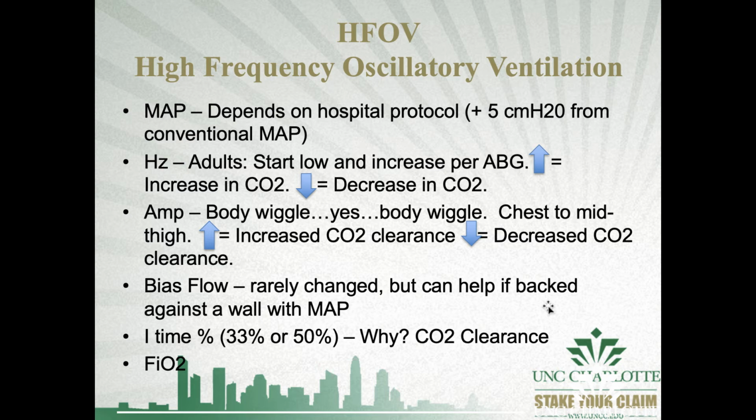So if you're switching someone from conventional ventilation to the oscillator, it usually depends on your hospital protocol, but generally we're going to increase our MAP on our oscillator about 5 centimeters of water pressure above our conventional MAP. So if we had a MAP of 25 on our ventilator on pressure assist control, we're going to have our MAP set at 30 on our oscillator, okay?